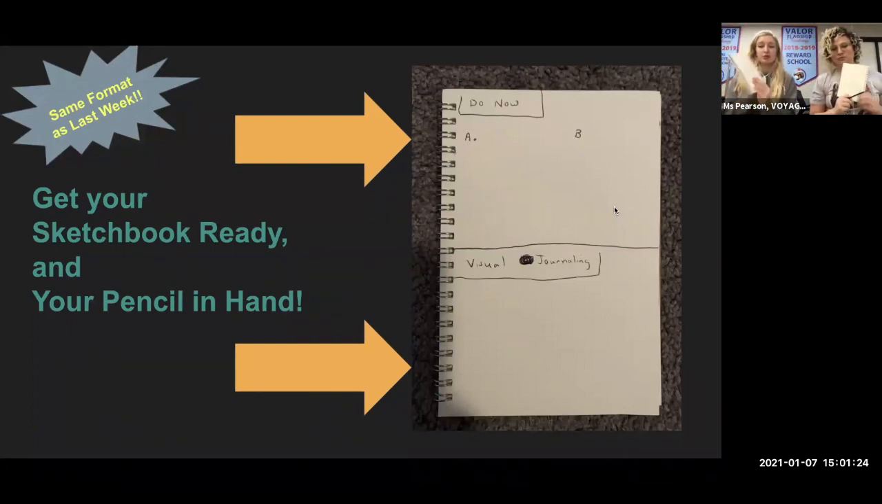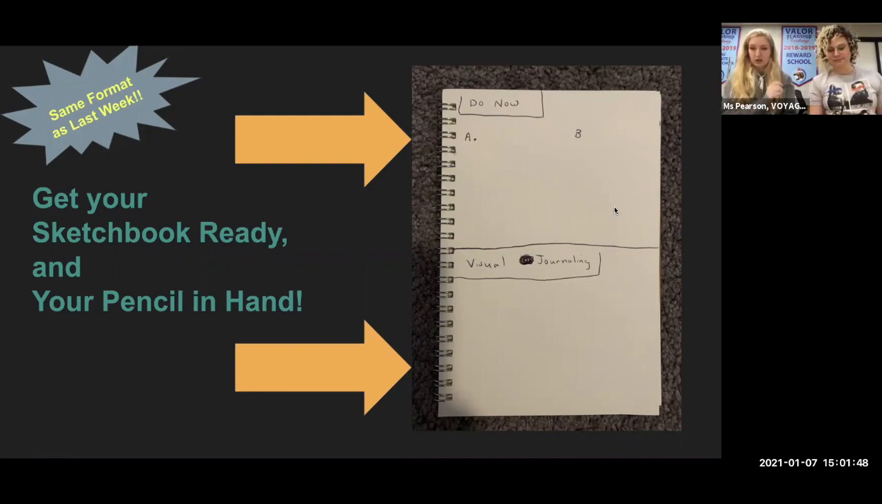You're going to open up to a new page, and we are going to get it all set up just like we did last week. Remember, at the top, you are going to write your do nows. All right, I'm going to do that right now. Do now. And don't forget that you got to put A and B, because for our do now, we have 2 parts, part A and part B.